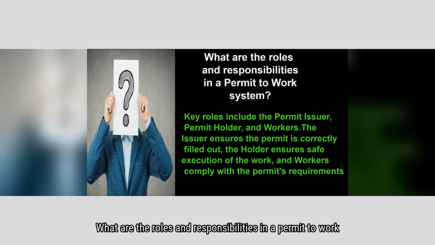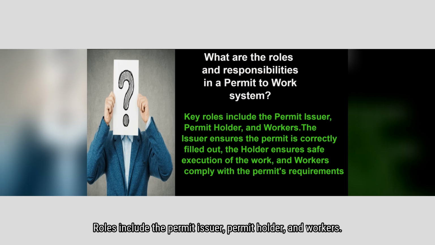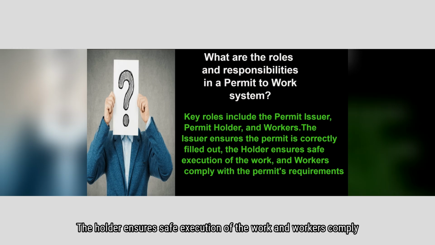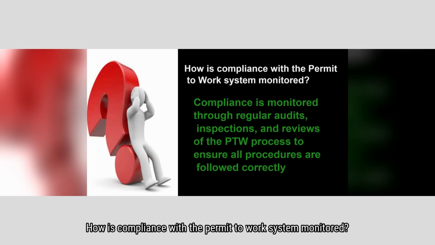What are the roles and responsibilities in a permit to work system? The answer is key roles include the permit issuer, permit holder, and workers. The issuer ensures the permit is correctly filled out, the holder ensures safe execution of the work, and workers comply with the permit's requirements.